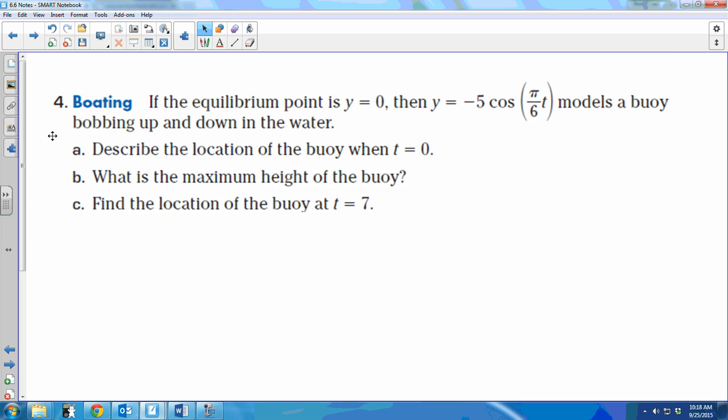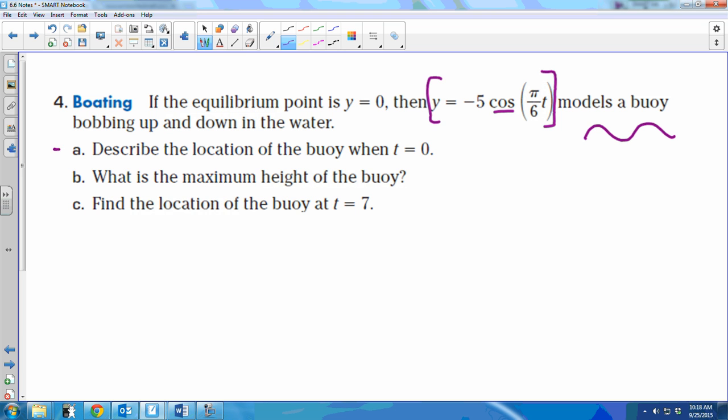It says if the equilibrium point is y equals 0, then y equals -5 times the cosine of pi over 6t models a buoy bobbing up and down in the water. All right, if you think about that motion, it's going to make a wave-like motion, right? It's going to go up and then bob back down and go up. So we can model that using a cosine curve. Okay, so we're just going to be answering some questions.